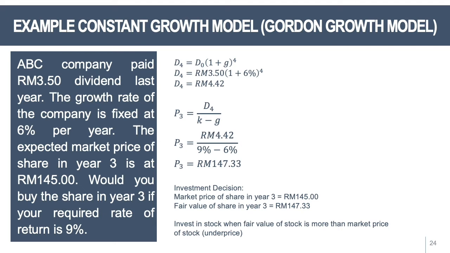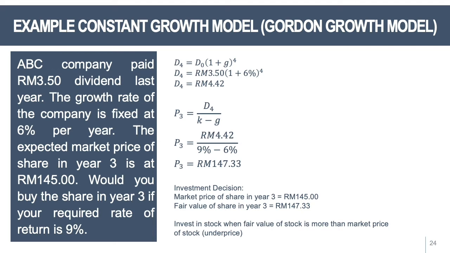So you plug into the Gordon growth model formula. P3, the price in year 3, equals D4 divided by K minus G. So 4 ringgit and 42 cents divided by 9% minus 6%. So you get 147 ringgit and 33 cents.